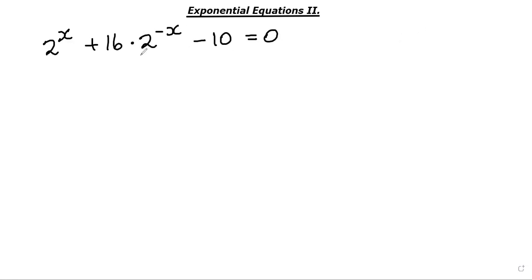You have to write 2 to the negative x in positive exponential form. So it's going to be 1 over 2 to the x. So if you say 16 times 1 over 2 to the x, it's actually 16 over 2 to the x. So that's what I'm going to write. So you'll say it's 2 to the x, and then you say plus 16 divided by 2 to the x, then you say minus 10 equals 0.